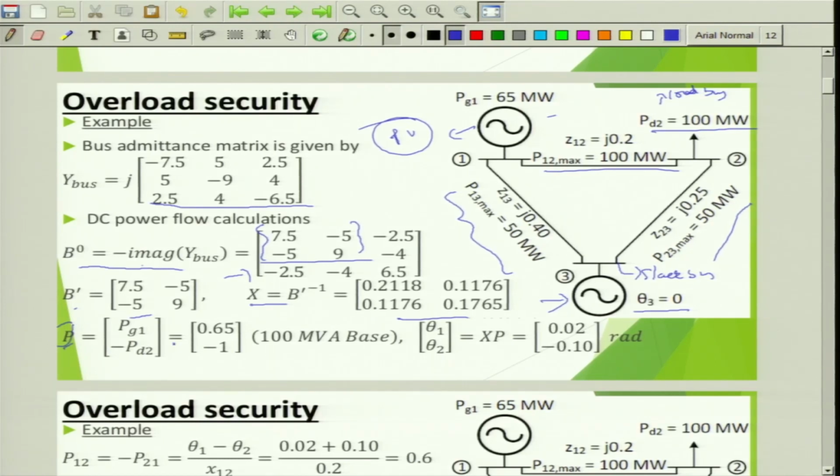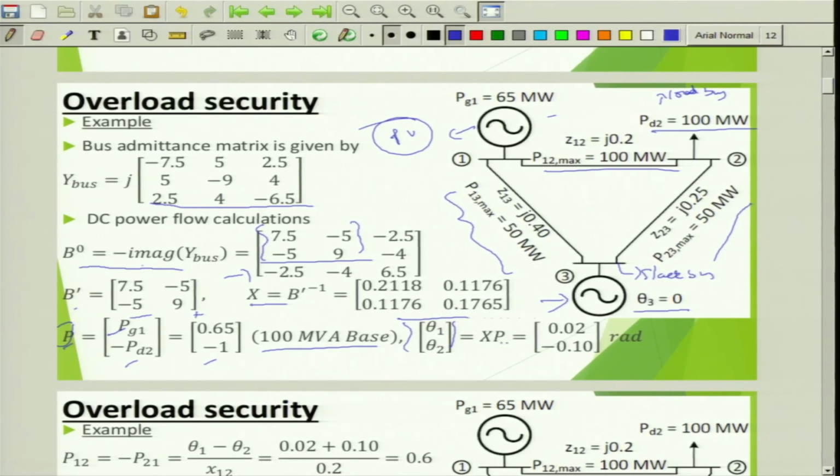P is a column matrix which has generation value, that is Pg1, that is 65 megawatt, and Pd2 which is 100 megawatt, right. So 100 megawatt, or 100 MVA, is considered the base, then you will get 0.65 per unit. For injection we are considering it to be a positive value, and the Pd2 is -1 because it is consuming, so we are considering it to be a negative value.